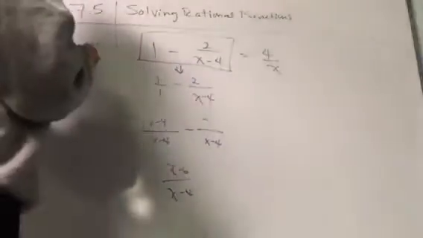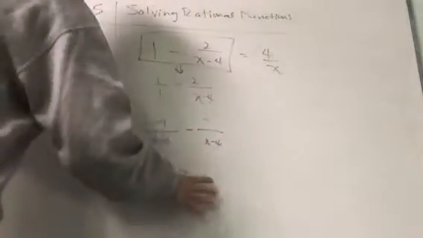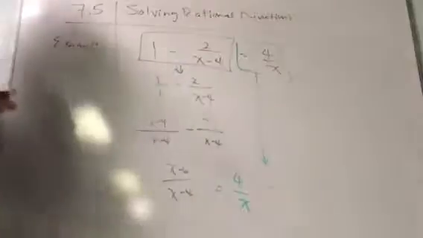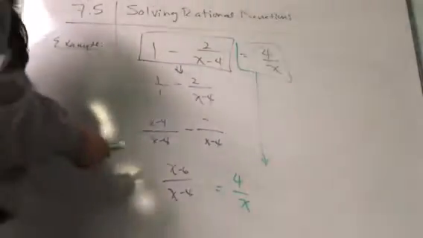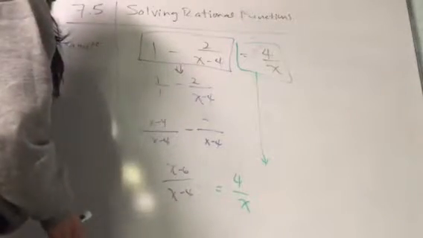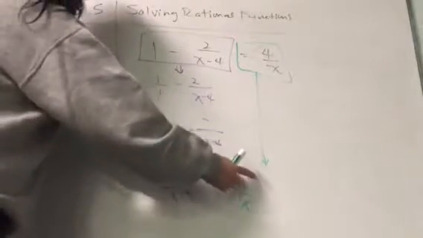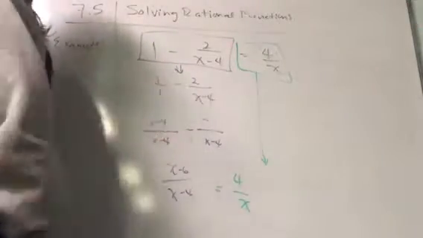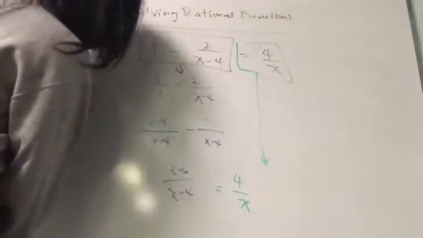Don't forget that this whole left side is equal to the right side, which I will write in green. This whole thing is equal to 4 over x. In algebra, we've dealt with this before. When you have a ratio equal to a ratio, you can multiply both sides by x minus 4 and then by x, but we end up doing what we call cross multiplying. We have a fraction equal to a fraction. So let's finish it.